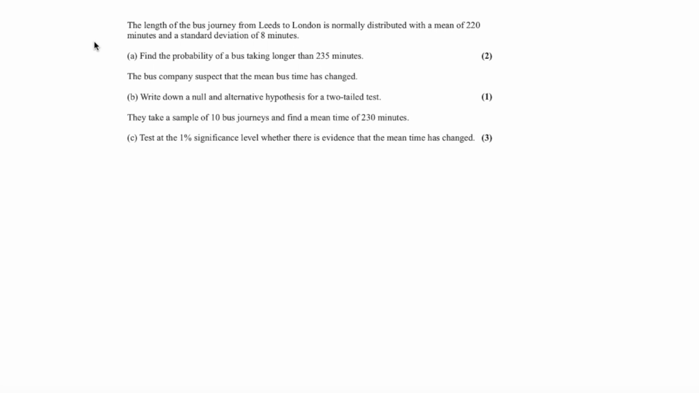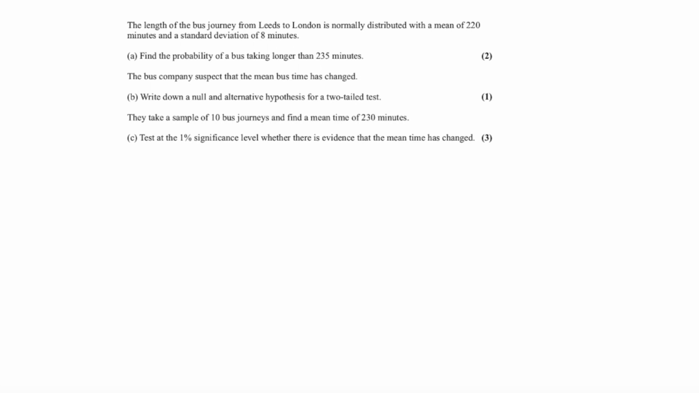In part B we have a very similar question, but this time the length of a bus journey from Leeds to London is normally distributed with a mean of 220 minutes and a standard deviation of 8 minutes. First of all, we need to find the probability of a bus taking longer than 235 minutes.